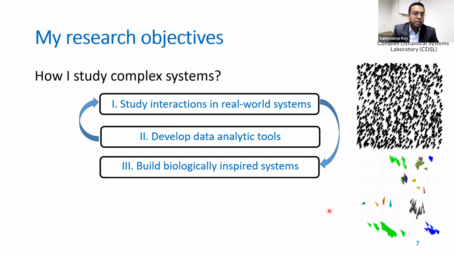Alternatively, we can also do what is called agent-based modeling, where we have individual particles or agents, and we provide a simple set of rules to all these agents. As these agents follow the same set of rules, we see how group-level behaviors emerge, similar to what we see in nature, for example, flocking behaviors. So these are different approaches I use to study complex systems.